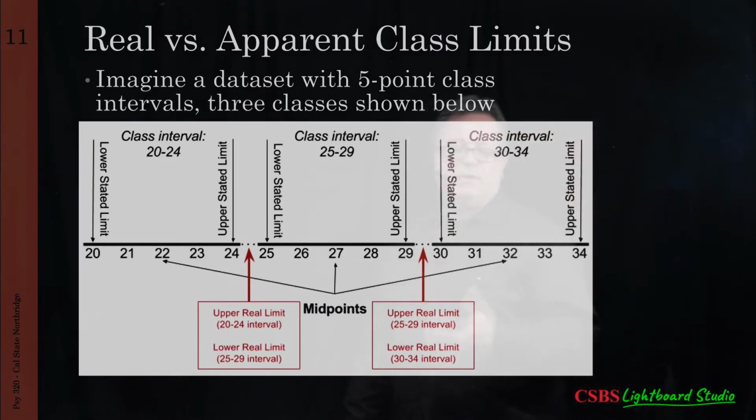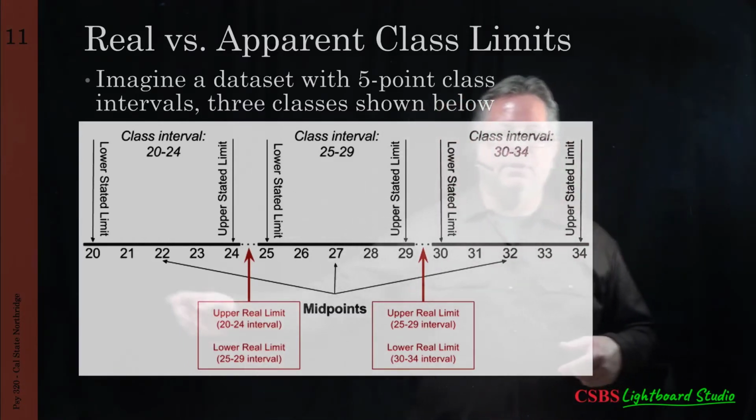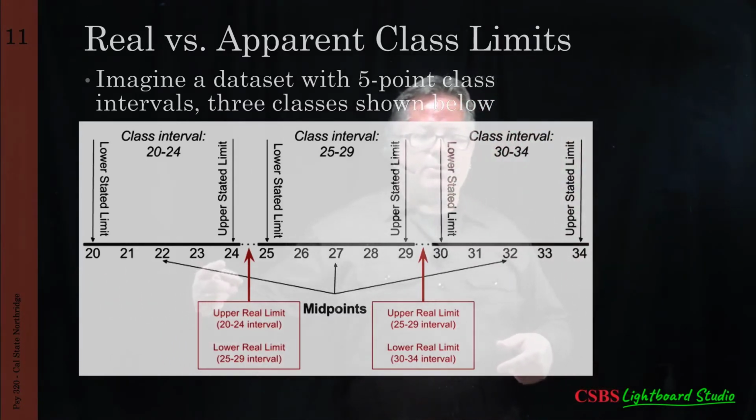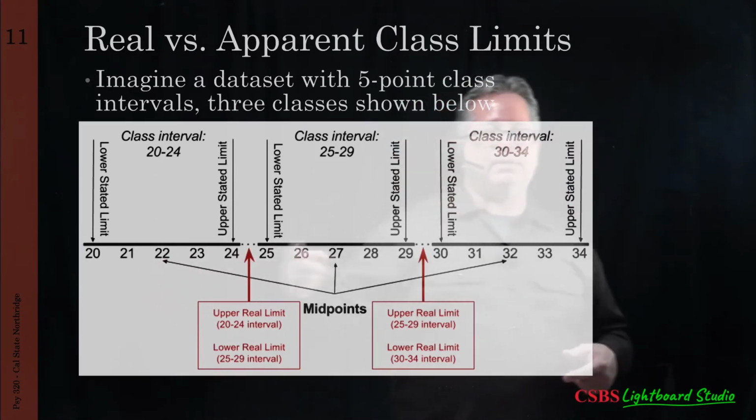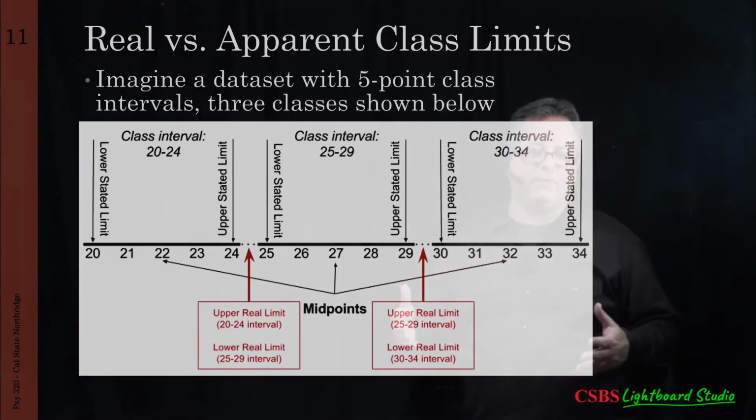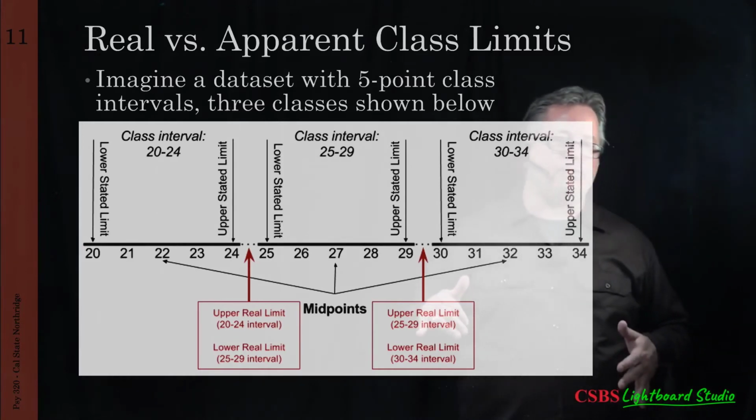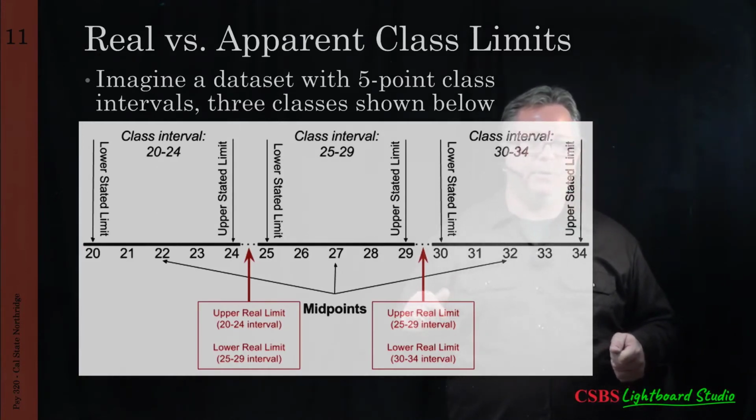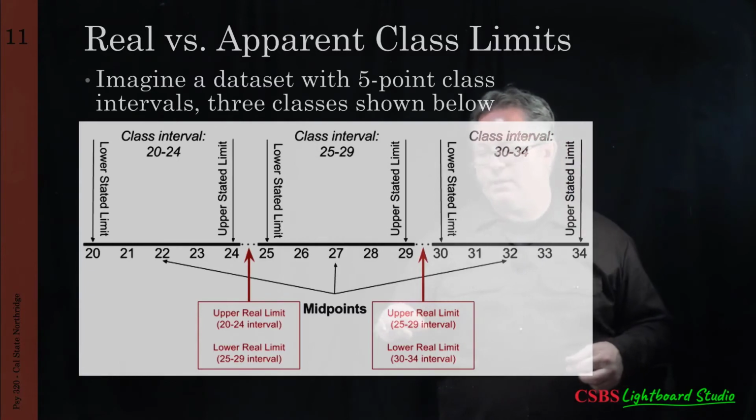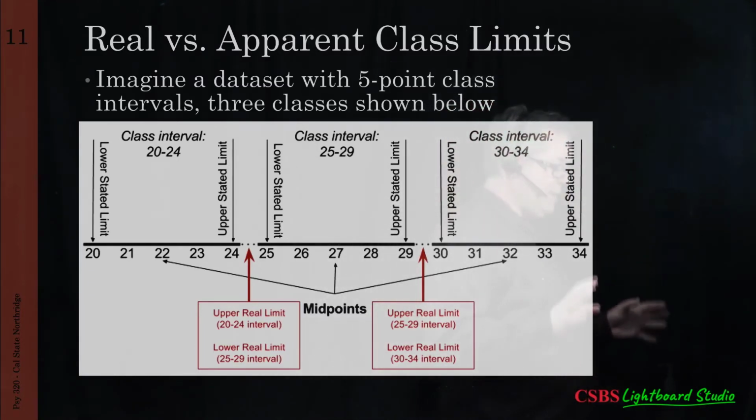Okay, because these have an odd number of scores in them, the midpoints are actually pretty easy. This is a number that's really right in the middle. So 22 is the midpoint of this class, 27 is the midpoint of that class, 32 is the midpoint of that class. It's fairly easy to find the midpoints when they have an odd number in each interval. Okay, questions about that? It can often be a confusing topic, the real versus apparent limit stuff.